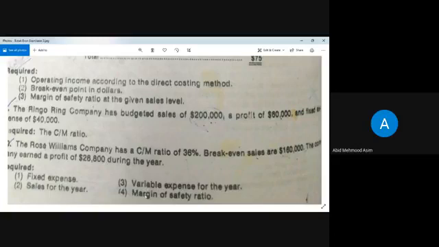Now coming to our fourth and final requirement, that is the margin of safety ratio. The margin of safety ratio formula is sales minus break-even sales divided by sales. Now you have sales as well as break-even sales, and then you have to divide by sales to calculate it. So our sales are 2,40,000 that we have calculated in requirement number 2, less break-even sales of 1,60,000. So it is 80,000.